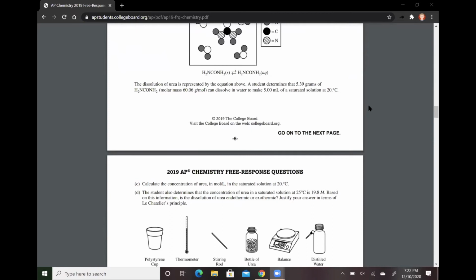Okay, so this is also a fairly simple calculation. You just have to remember the definition of molarity, and that is moles of solute per liters of solution. So let's go into the whiteboard for this one.